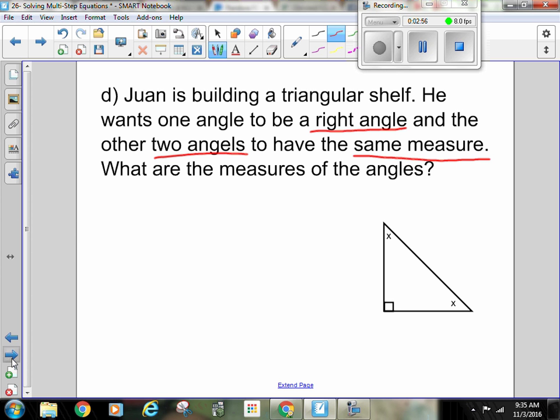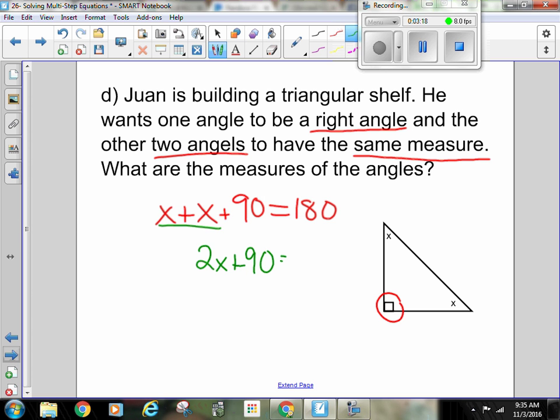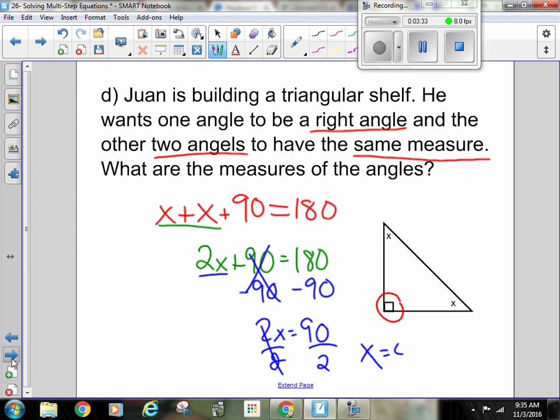Well, this requires us to recall previous knowledge that in a triangle, the 3 angles add up to 180 degrees. Okay, one angle is a right angle, and right angles are 90 degrees. Plus, we're going to add the other 2 angles. All right, so we have like terms here, and we end up with 2x plus 90 equals 180. We're going to isolate that variable term by subtracting 90 from both sides of the equation. So we have 2x equals 90, so we're going to divide by 2 on both sides. So x equals 45. So each of those 2 missing angles are 45.